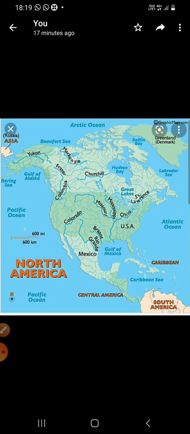Rivers and the Great Lakes I will be taking in the next class. Okay, children, so that I will be telling in the next class.